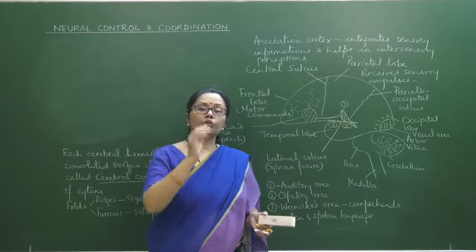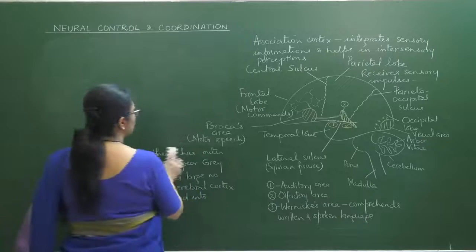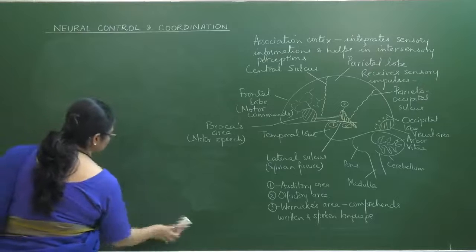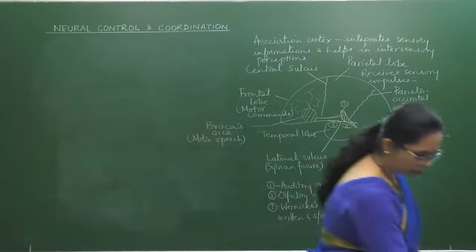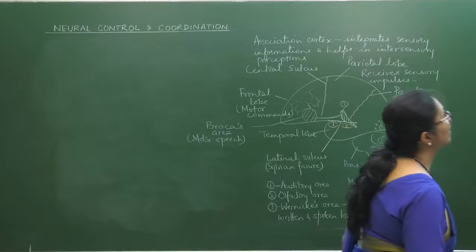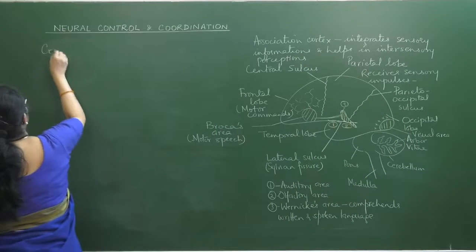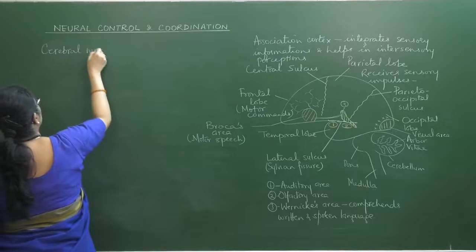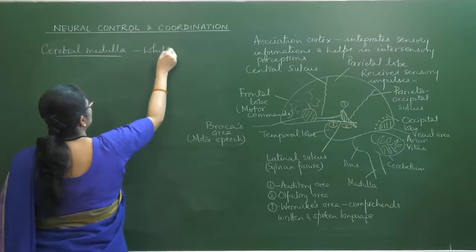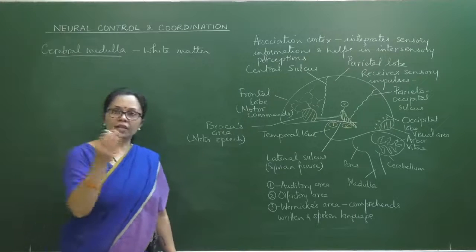Now when we cut it, what we will see underneath is a white region which is called the cerebral medulla. Okay, so next one, let us mention cerebral medulla. Now this one is made up of white matter. Now when we say white matter, that means it is having white tracts.